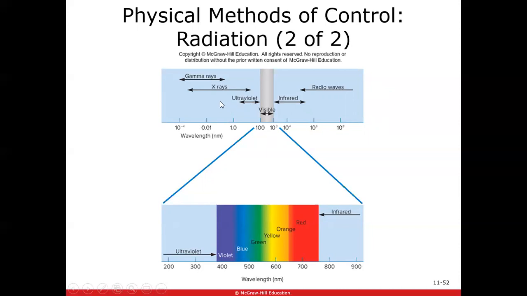Then shorter wavelengths, you get gamma rays, X-rays, those are different wavelengths. Longer wavelengths, you get infrared and radio waves.